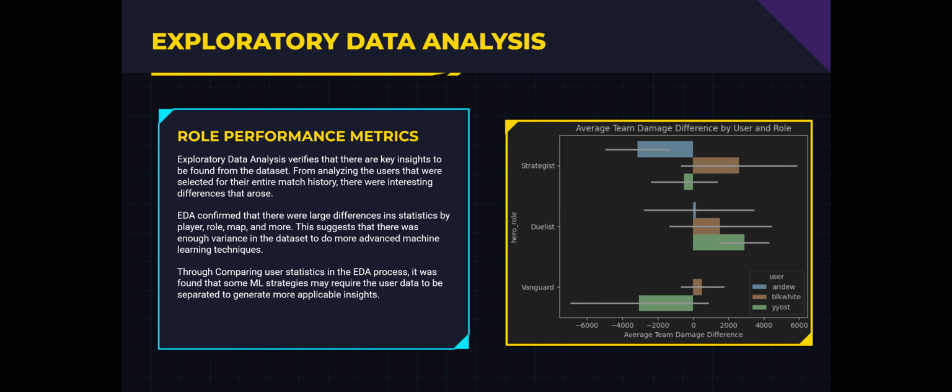So the big part of this is the EDA, which is the driving force behind most data science projects. We found that there were some really interesting splits by hero, user, role, or hero role, and maps even. The average healing and the average KDA really differ between these things. So by analyzing this, we were able to assume that there was enough variance to be caught by the machine learning models.